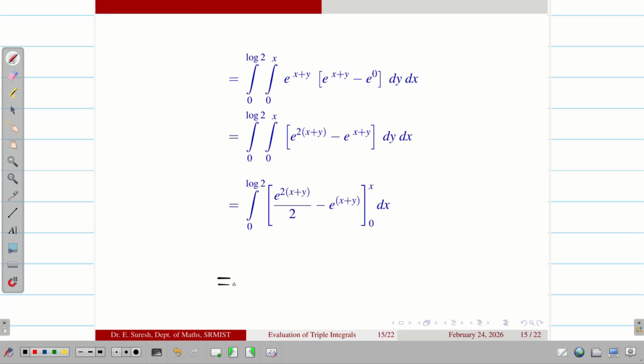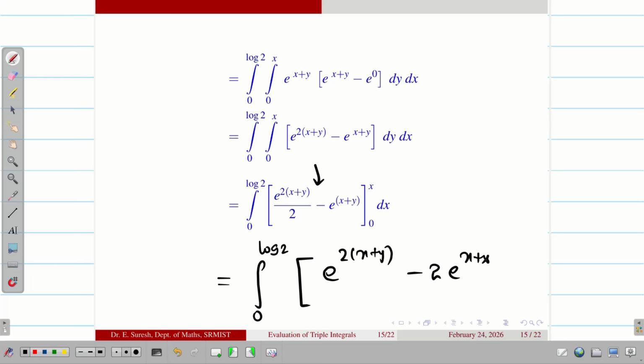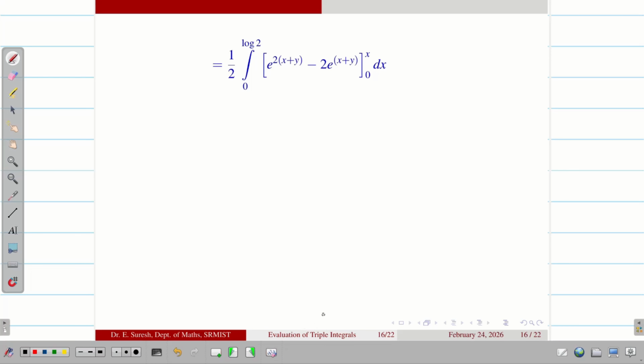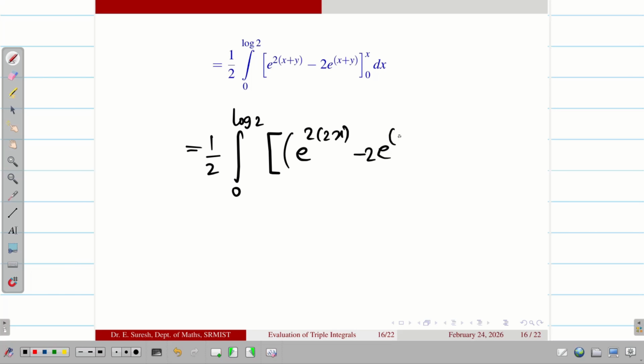Before substituting the limits, it is better to simplify the content. Let us take LCM so that it is easy for us to substitute the limit at the end. So e power 2 into x plus y minus 2 times e power x plus y, whole divided by 2, 0 to x, dx. And we can push this 2 in the denominator outside the integral. Now we can substitute the upper and lower limit. So 1 by 2 integral 0 to log 2. When I substitute the upper limit, we get e power 2 into x plus x, that is 2 into 2x, minus 2 times e power x plus x, that is 2x. When we substitute the lower limit, y equal to 0, we get e power 2x minus 2 times e power x. We have to simplify this further.